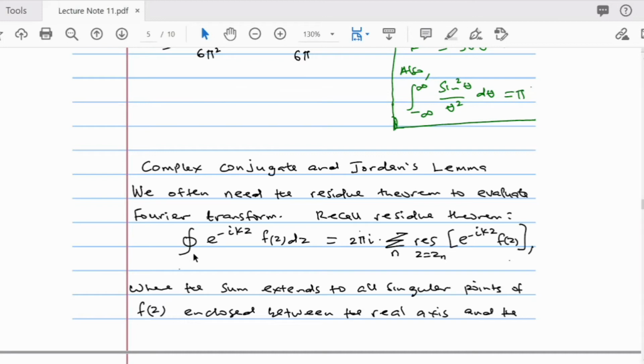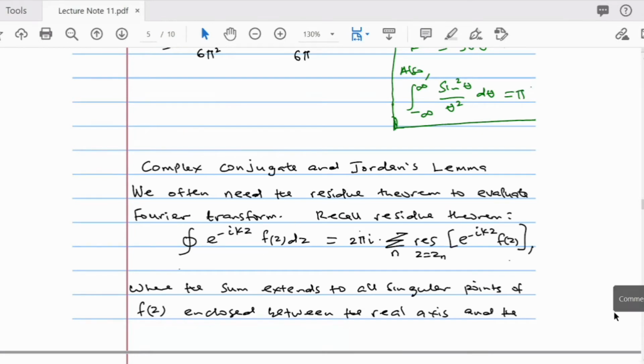So, using residue theory, integrating this is just 2πi times the sum of the residues at the singular points of this function, the integrand. So you find the residues at those points that are in the upper half plane, you sum them together, and you multiply the sum by 2πi. So by residue theory, this is the value of the integral of this form.